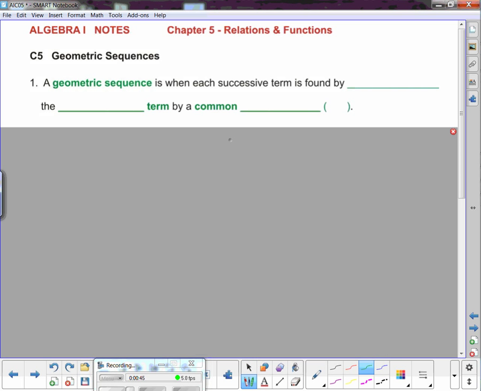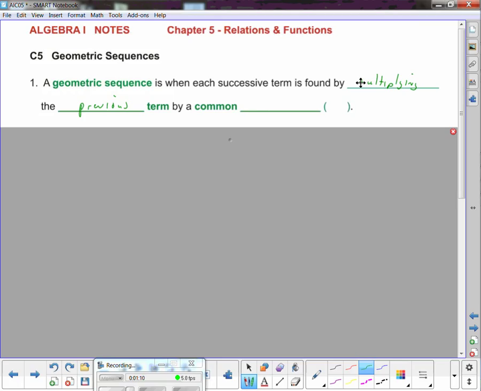So grab your green. Geometric sequence is when each successive term is found by multiplying the previous term by a common, not difference, a common ratio.